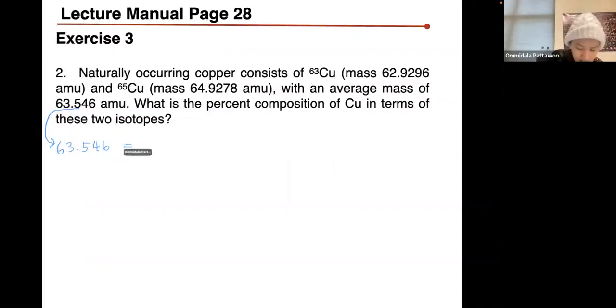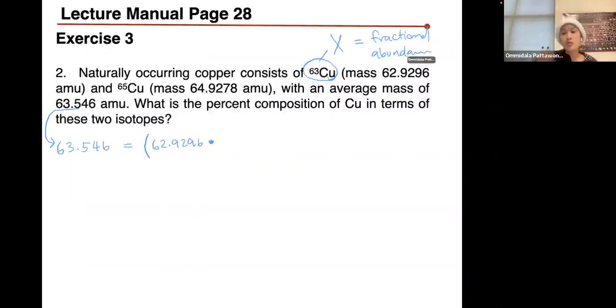And I'm going to set this equal to the isotope mass multiplied by its fractional abundance, and add on the next one, that we learned earlier. In this case, the isotope mass of copper 63 would be 62.9296. I'm going to multiply this by its fractional abundance. Let's say the fractional abundance of copper 63 is X. If you want the percent, you can convert by multiplying this X by 100. I'm just going to use fractional abundance for now.